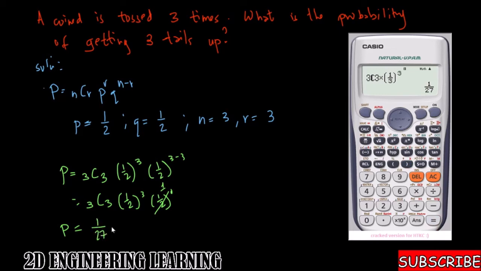so you have 1/27. So you have 1 out of 27 chance of getting consecutive tails in throwing 3 coins. Okay, so that is the answer for this problem.